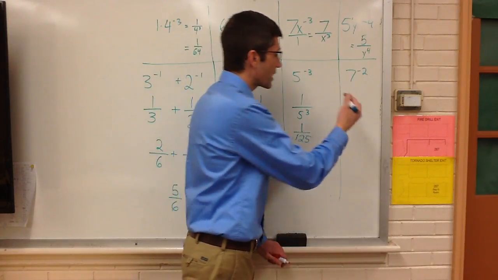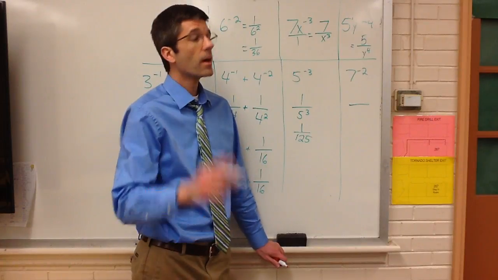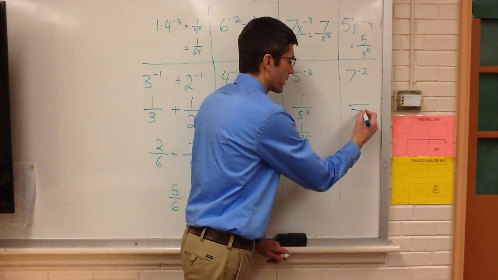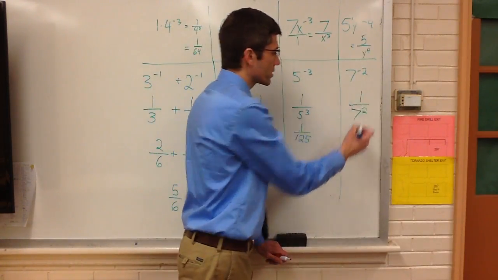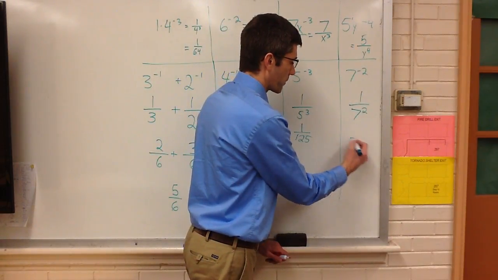All right, 7 to the negative 2 means I need to move my 7. And it goes to the denominator and it becomes a positive exponent. There's a 1 that's holding its place up there. So 7 squared is 49. There we go. All right.